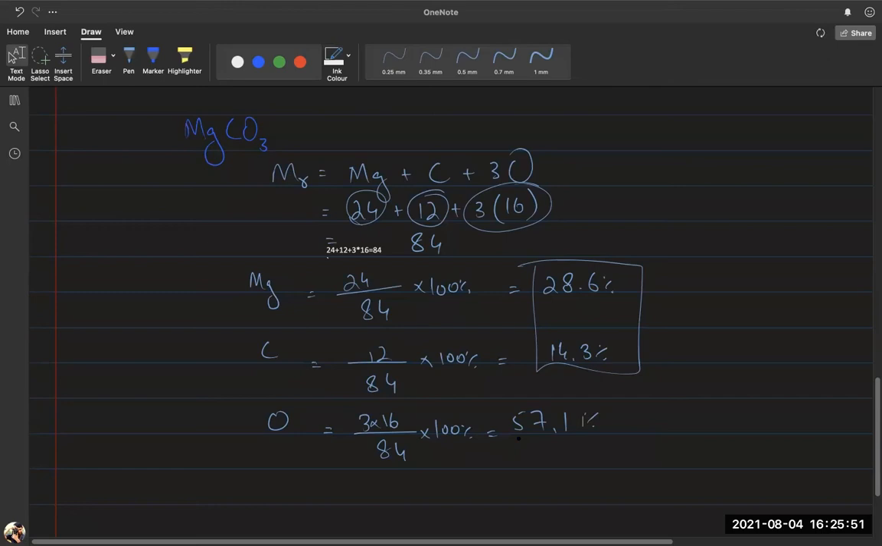One way to know that you have done it right is you add up all of them. So 28.6 plus 14.3 plus 57.1. And that should give you 100% for the whole thing.